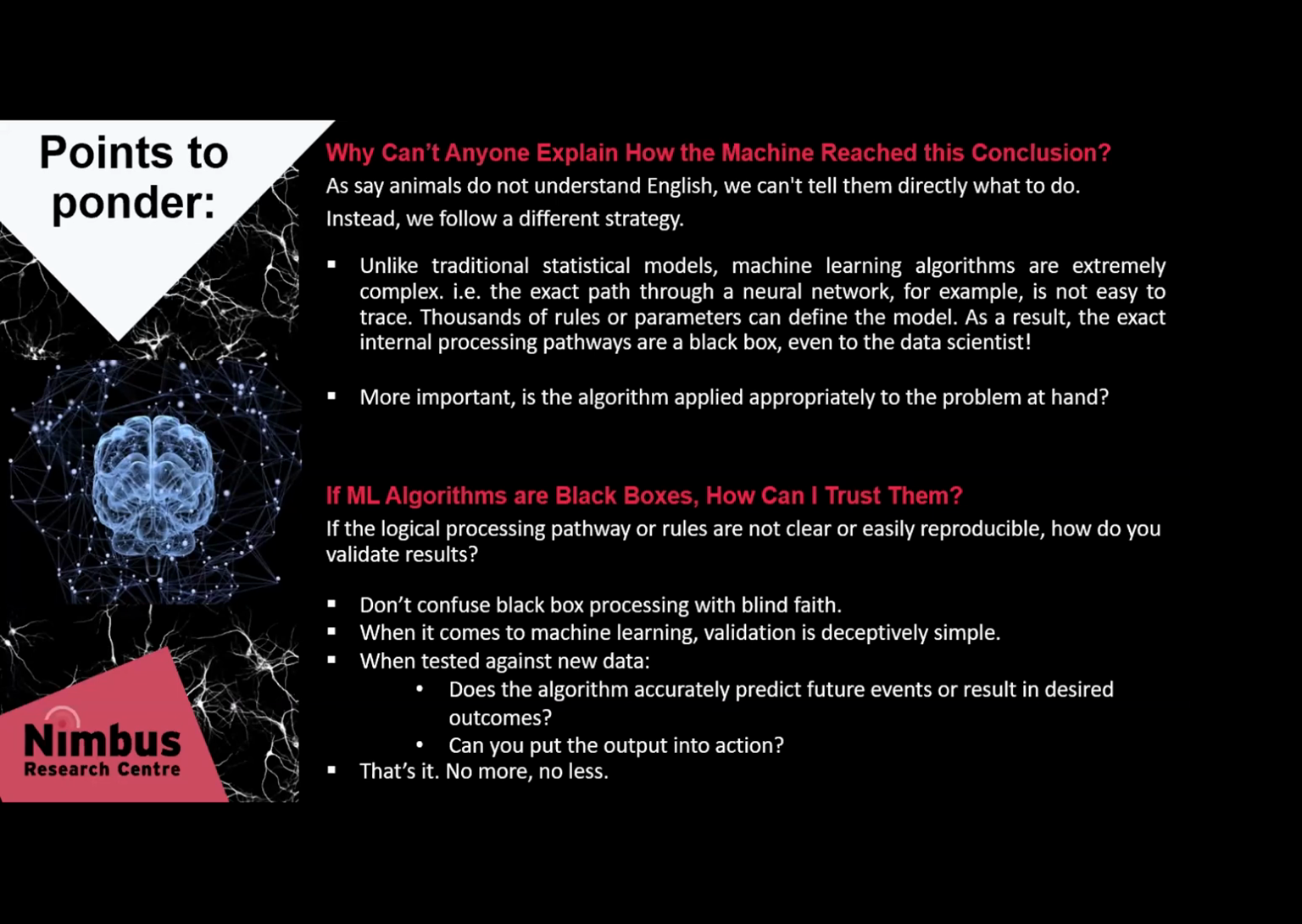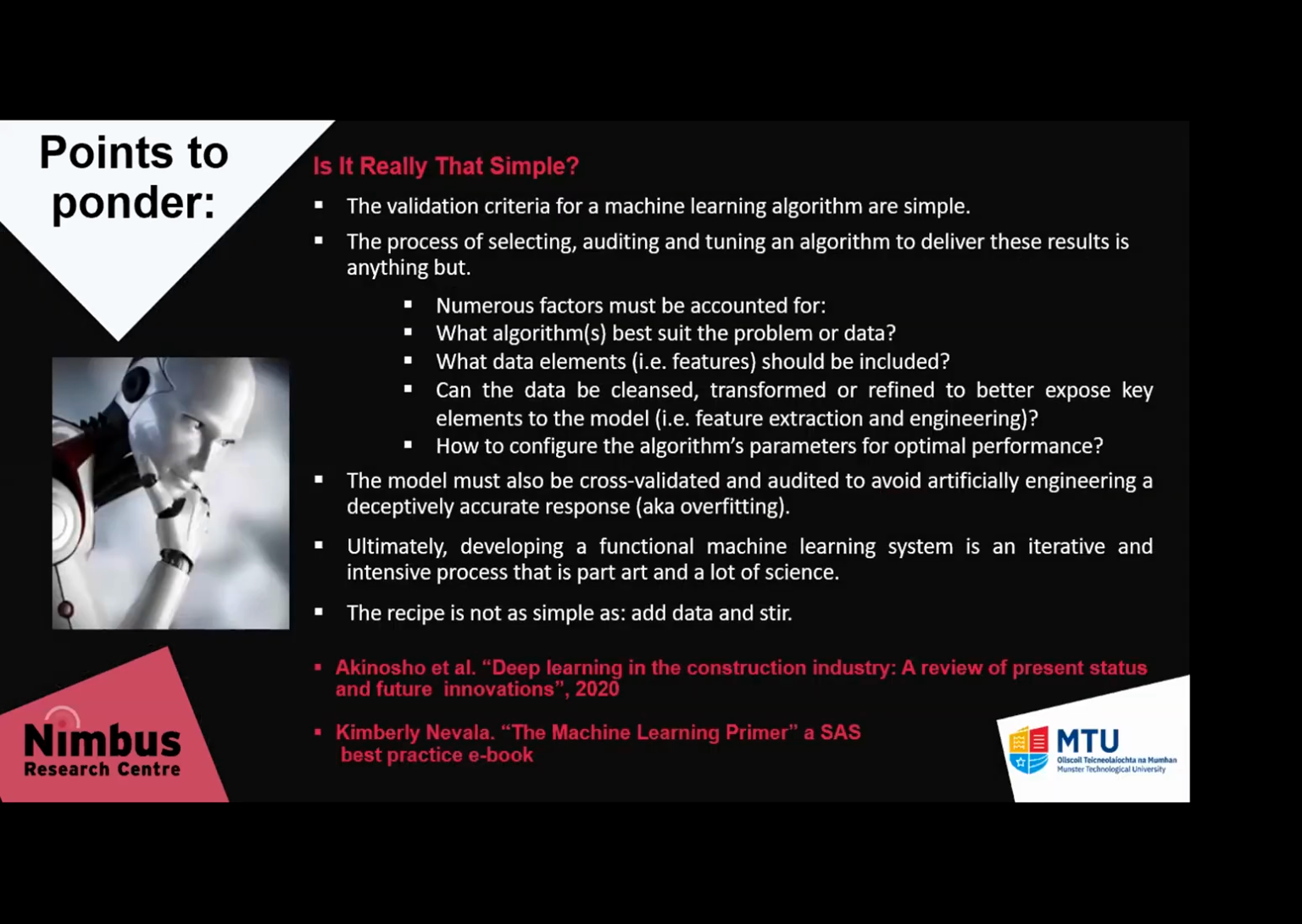So it's very important that we don't confuse all black box processing with blind faith. When it comes to machine learning, the validation of an algorithm is really simple. When tested against new or unknown data, we just ask ourselves two basic questions. Does the algorithm actually predict future events or result in a desired outcome? And can you put the output into some sort of action? That's it in a nutshell. No more, no less. The validation criteria for machine learning algorithms are really quite simple.